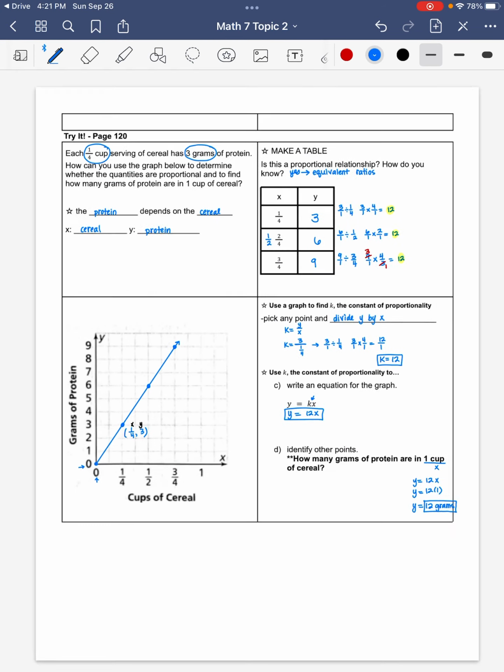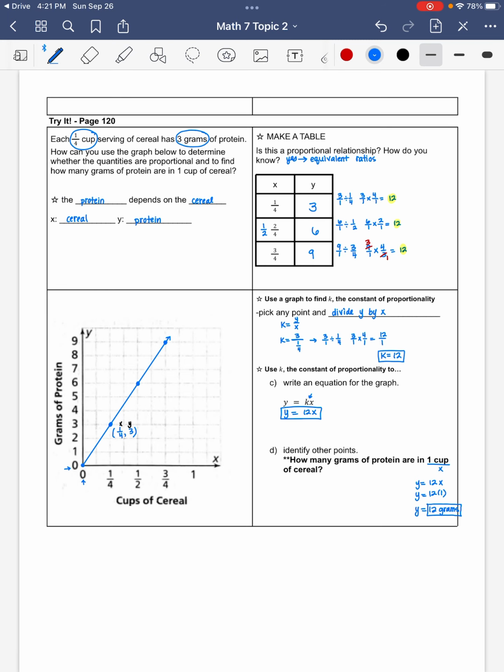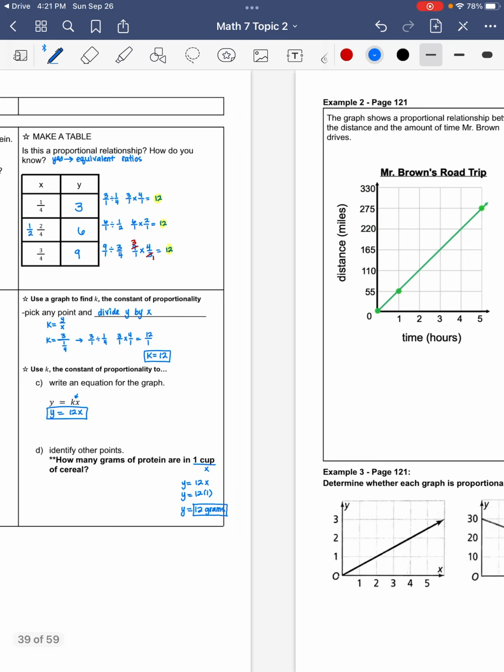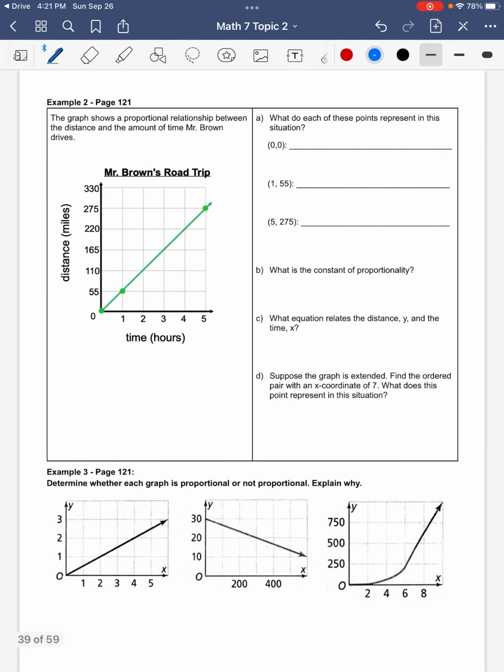Okay, let's move on to the next page. We'll look at example 2. So the graph shows a proportional relationship between the distance and the amount of time Mr. Brown drives. So in A, what do each of these points represent in this situation?